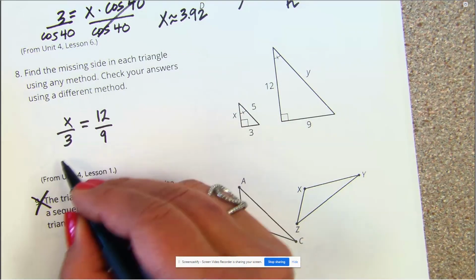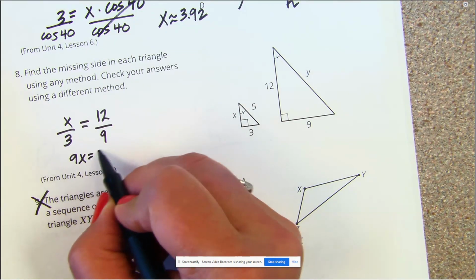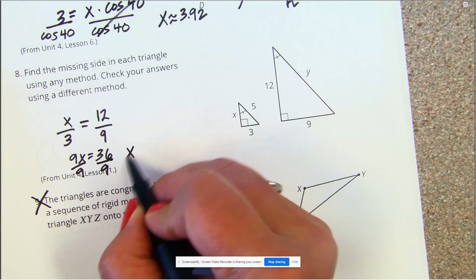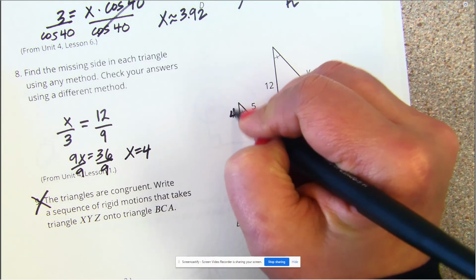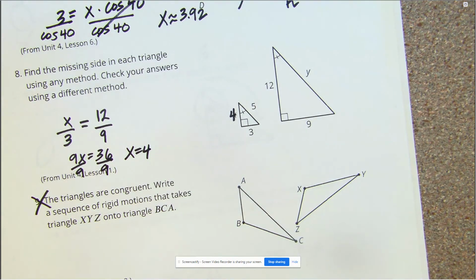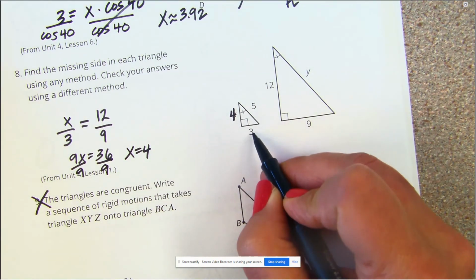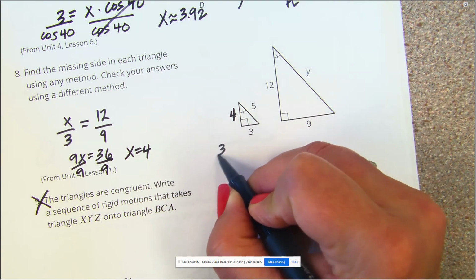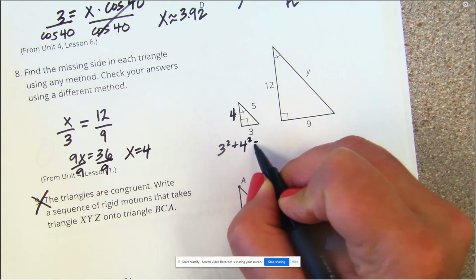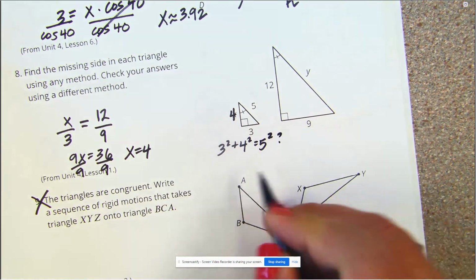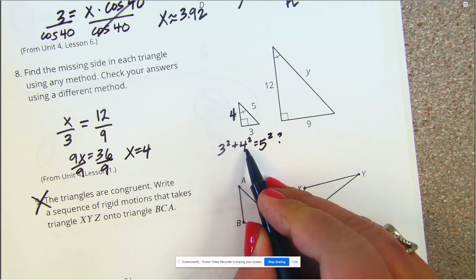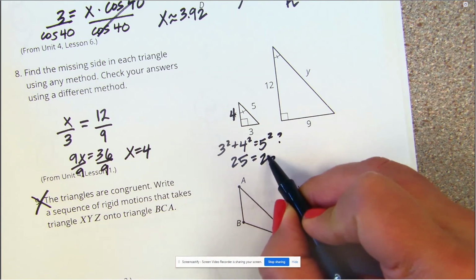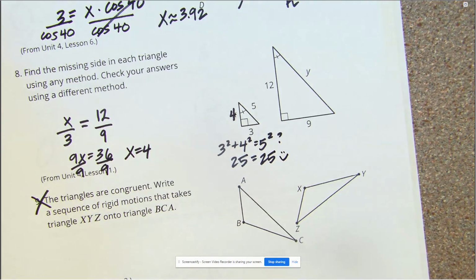So now I cross multiply. 9x equals 36. Divide both sides by 9. X is 4. And then it says check. Well, if this is right, then 3 squared plus 4 squared should make 5 squared with Pythagorean theorem. Is 3 squared plus 4 squared equal 5 squared? That's 9. That's 16. That makes 25. What's 5 squared? 25. It works.